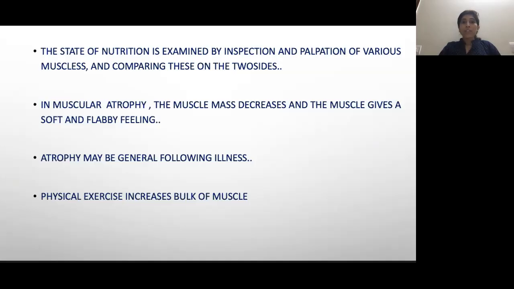So atrophy can be general following an illness. If the person has been ill for a long time, or the patient has been in bed for a prolonged period of time and has not done any movement, or is immobilized for a prolonged period, then there are more chances of atrophy of that particular extremity. And physical exercise increases the bulk of the muscles. Once the person starts exercising, or starts to move that extremity, gradually the muscle atrophy will get reduced and the muscle bulk will increase.